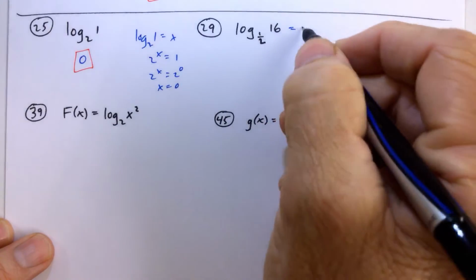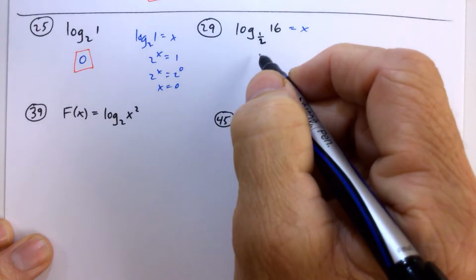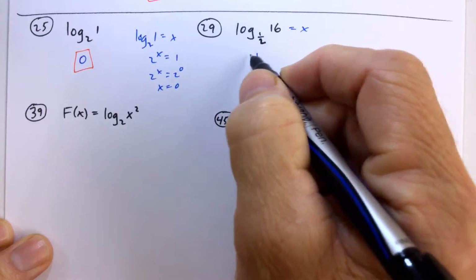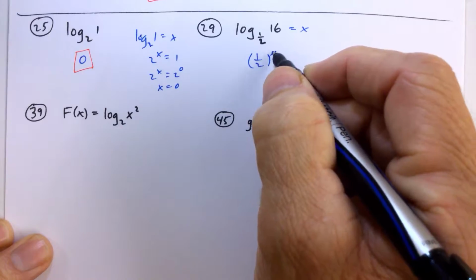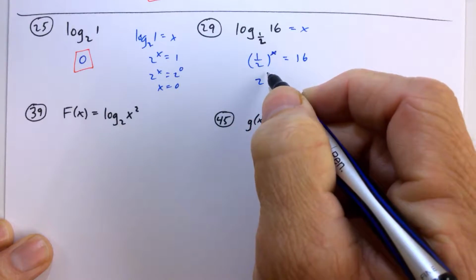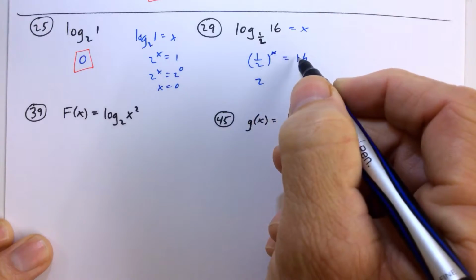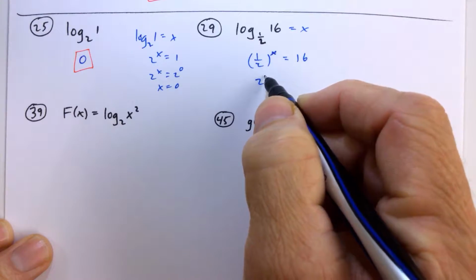Over here, we're going to do the same thing. We're going to use that technique of setting the log equal to x and solving for x. We rewrite the logarithmic equation in exponential form, so we have 1/2 to the x is equal to 16. Remembering from the last section that in solving an exponential equation, we can recognize that both the left and the right side can be expressed as a power of 2.